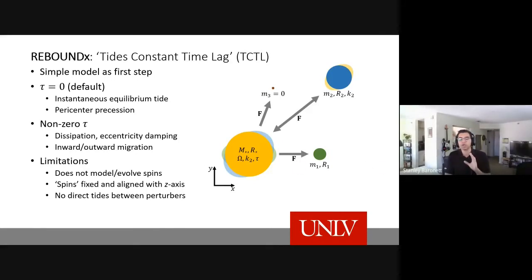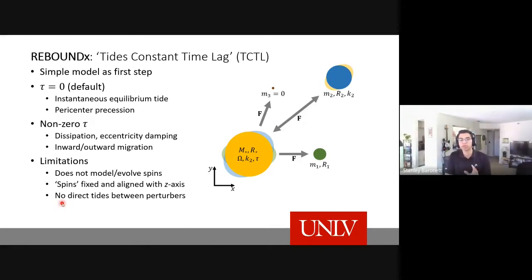So in other words, you must consider carefully whether more angular momentum needs to be exchanged between the system than is available in the spins. Furthermore, the quote unquote spins are fixed. The spin angular momentum vectors are fixed and aligned with the reference z-axis of the simulation. So if a body's orbit is inclined with respect to the xy plane, for example, then its spin will actually be inclined with respect to its orbital plane.